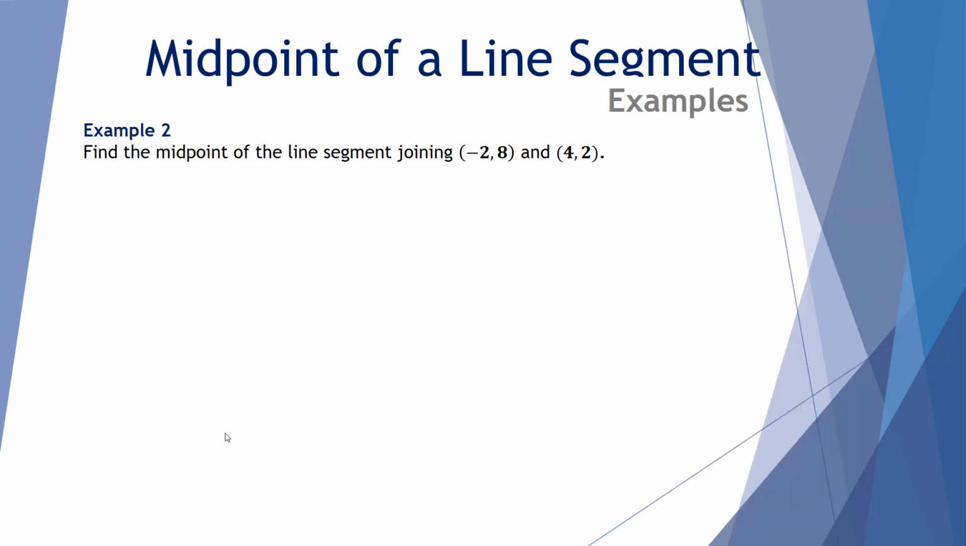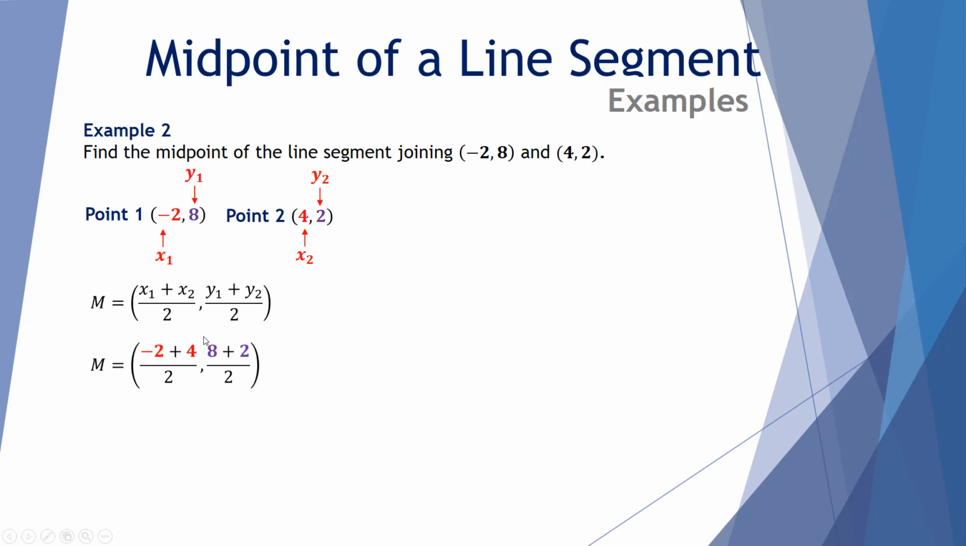Example number 2. Let's find the midpoint of the line segment joining -2, 8, and 4, 2. So our point 1 has got the x value of -2 and the y value of 8. Point 2 has got the x value of 4 and the y value of 2. So this is point 2, so we call it subscript x2 and subscript y2. Here's our equation for the midpoint. Let's sub our numbers in. So x1 was a -2, x2 was 4, y1 was an 8, and y2 was a 2.